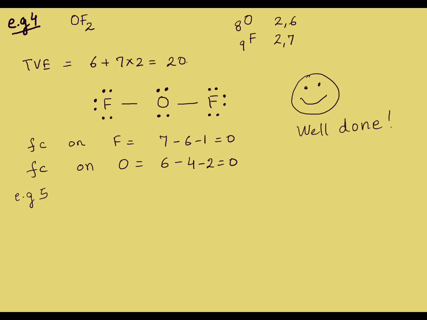Example number 5. The next one I'm going to leave it entirely to you. Honestly, I'm not going to guide. Try SO3 2 negative. That means we are talking about sulfite ion.